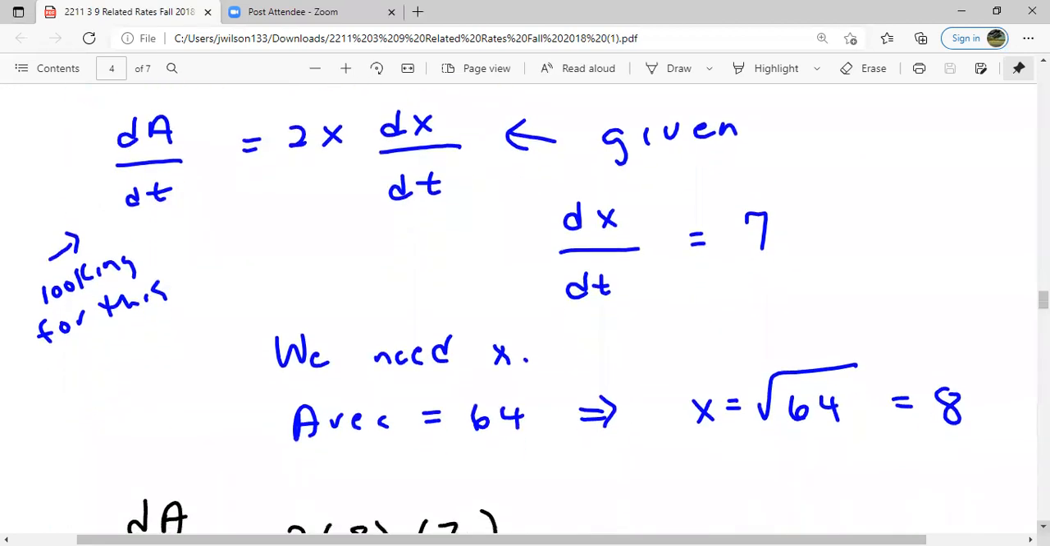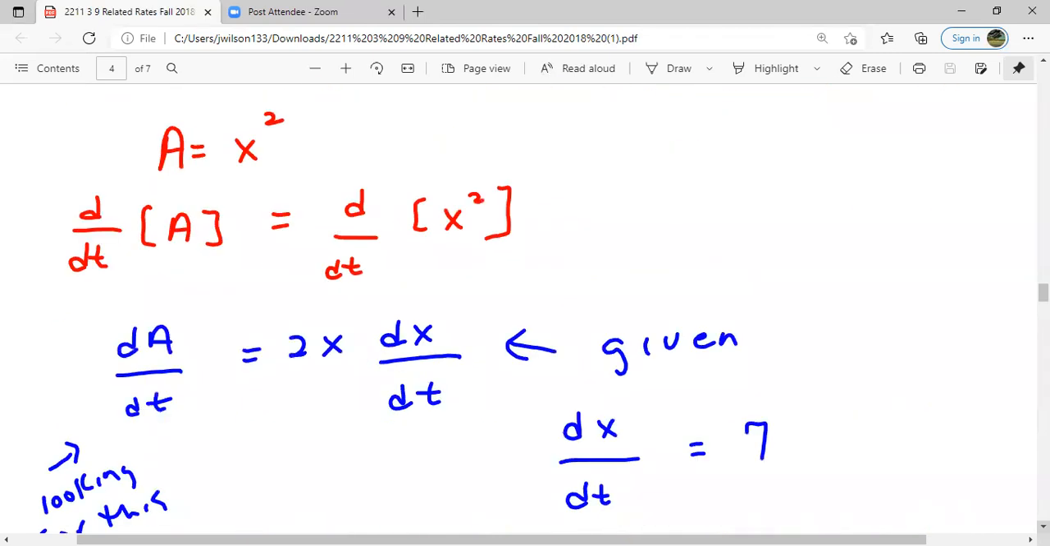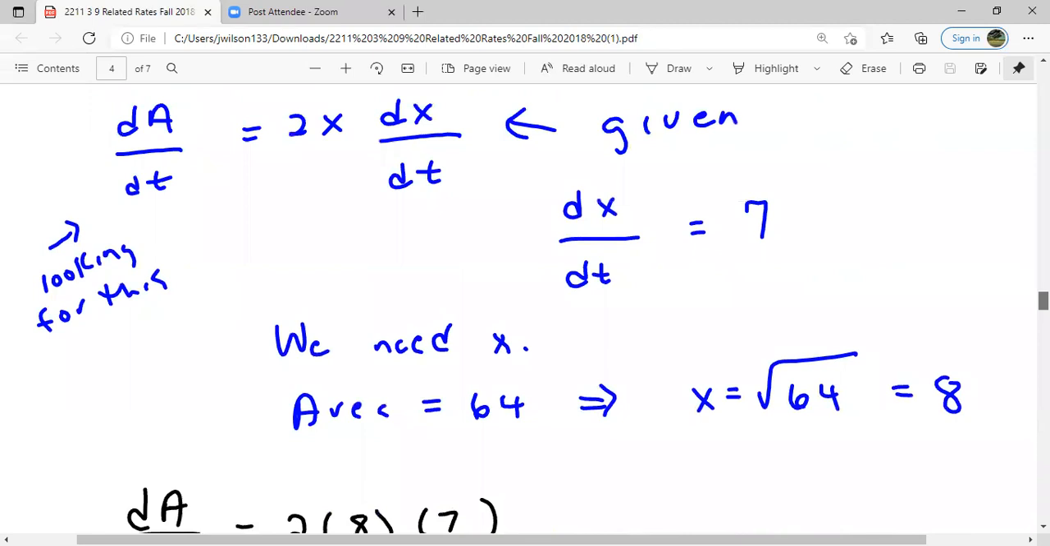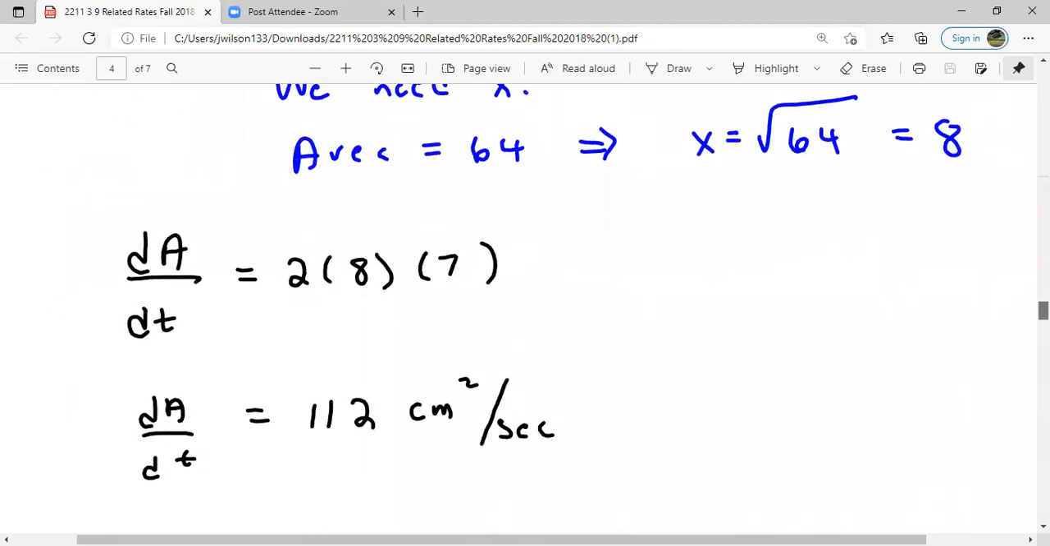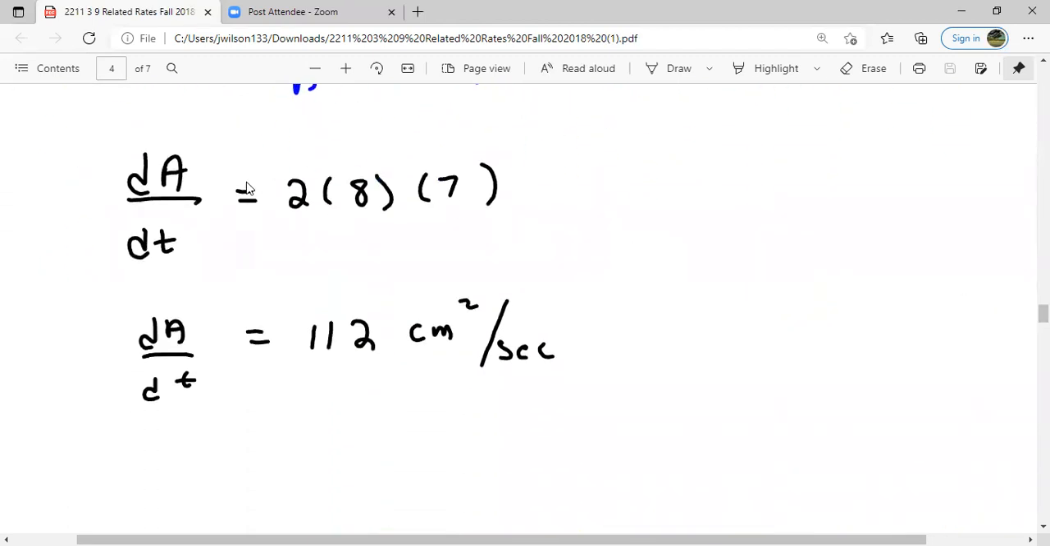And then we need x, but it says when the area of the square is 64. So see, this square is increasing. The moment in time when the area is 64, that means the side would be the square root of 64, which would be 8. So I'm going to substitute that in for x. And then I can solve. I've got the dx/dt and I've got the x, so I can solve for dA/dt. And it's 112 centimeters squared per second.